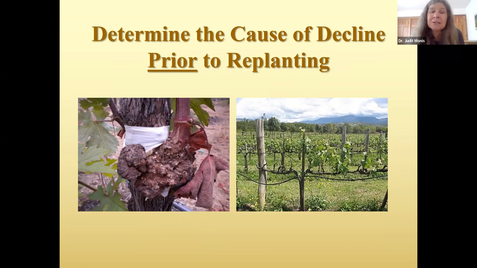But of course I was called to the vineyard after the fact and found that 100% of the vines in the vineyard had these symptoms. And so it's really important, before you decide to top graft a vineyard or plan on replanting, to make sure that if there's a problem in the vineyard, you figure out what the problem is before you proceed to replanting or top grafting, because the consequences are very expensive after the fact.